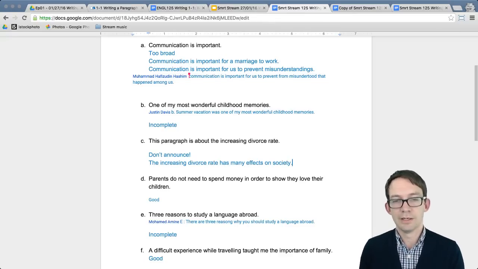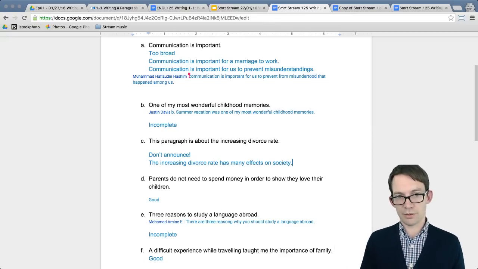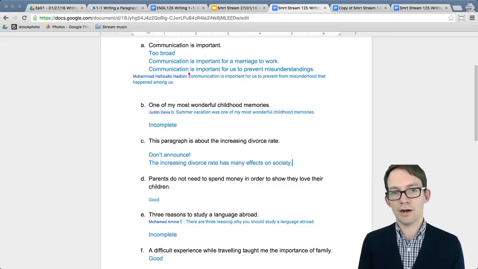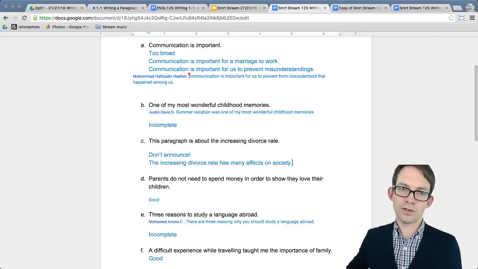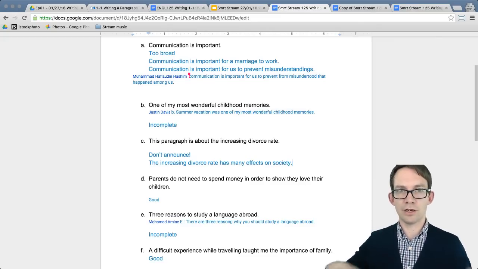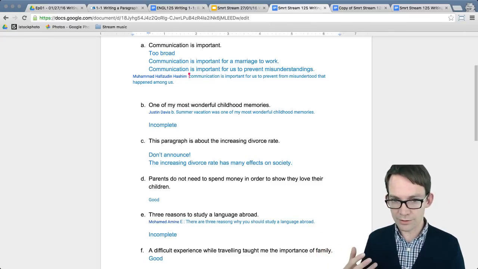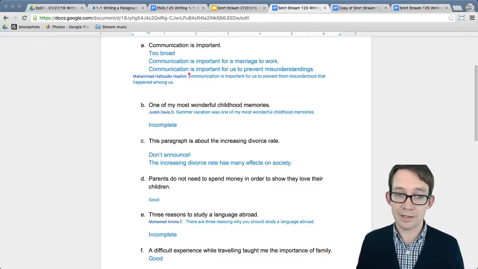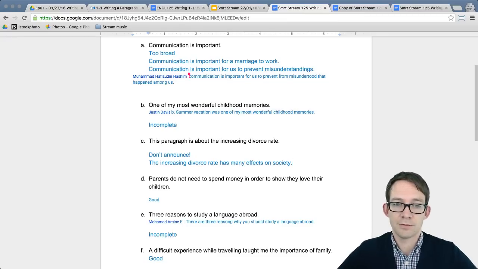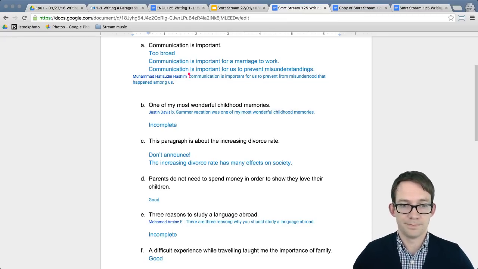Something like that there. The increasing divorce rate has many effects on society. Keep it simple. But again, now you still have a complete sentence. You've got an idea in there. And it's a little bit more focused too. If you just say this paragraph is about the increasing divorce rate, we don't know if you're talking about the causes of it, the effects of it, or anything like that. So now it's much clearer and more focused.